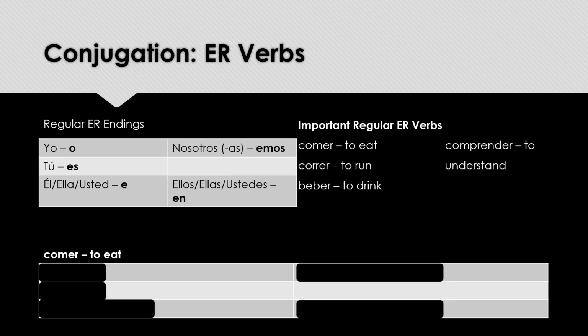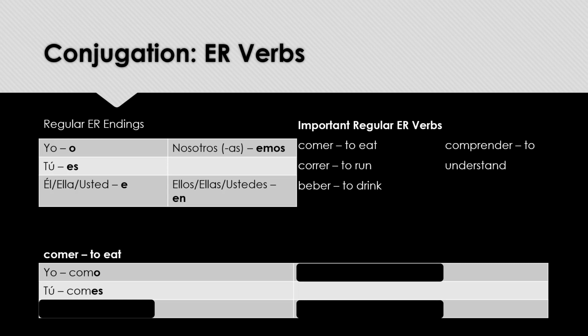Now we're going to look at ER verbs. Comer, which means to eat, is a good example to start with. We'll conjugate using the same method we used for hablar, except now we will end with the corresponding endings for ER. For the yo or I form of the verb, the ending added will be an O, so I eat would translate to como. The tú or you form adds an ES, creating comes.